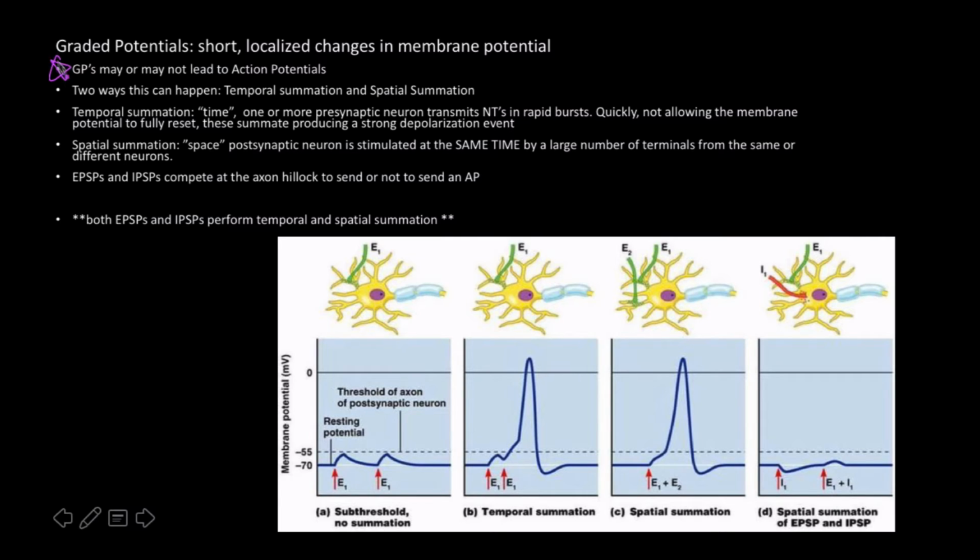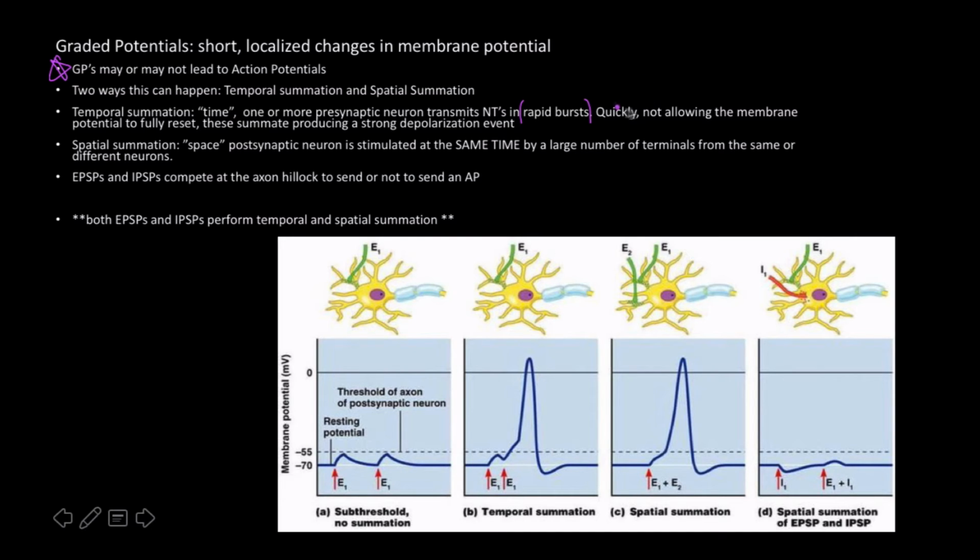So as I had previously mentioned, graded potentials may or may not lead to action potentials. It depends on the type, whether or not it's excitatory or inhibitory, but there's really just two mechanisms by which graded potentials send their signal: temporal summation and then spatial summation. So in temporal summation, temporal in this context, we're talking about time. This is where we have one or more presynaptic neurons transmitting neurotransmitters in very rapid bursts, and it doesn't allow the membrane potential to fully reset, and that summates, producing a strong depolarization event.